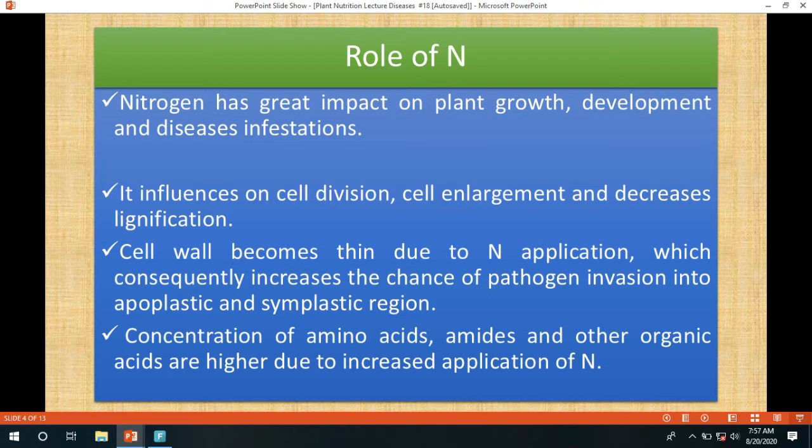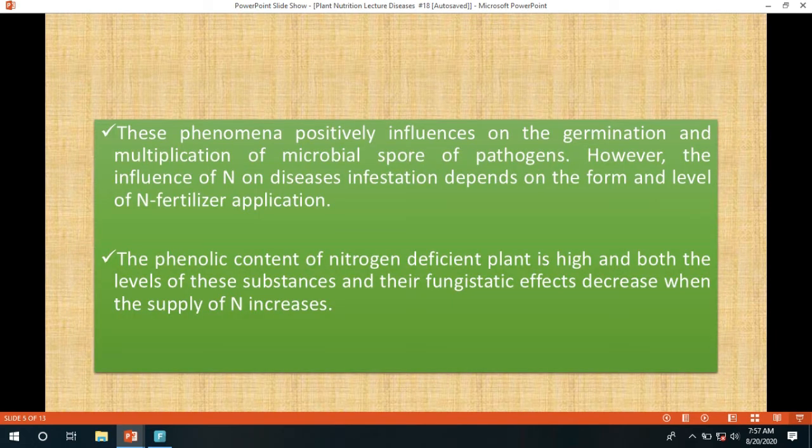As we know, N contributes to the formation of amino acids, amides and other N compounds. So all these influence the infestation of diseases. This phenomenon positively influences the germination and multiplication of microbial spores of pathogens. However, the influence of nitrogen on disease infestation depends on the form and level of N-fertilizer application.